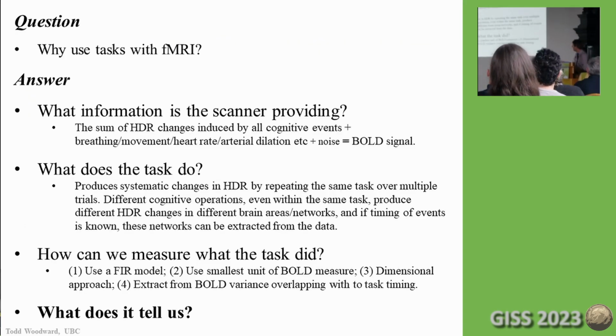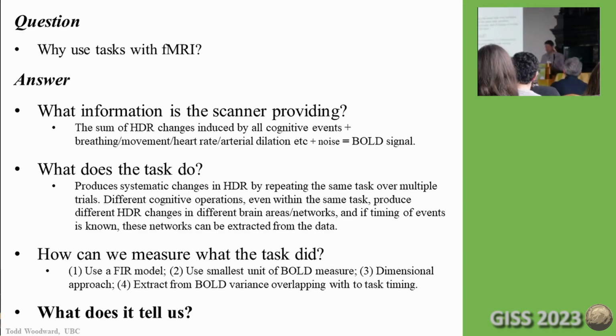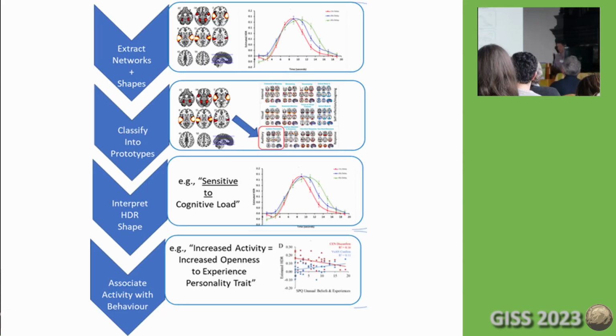So here's how we measure how the task affected the bold signal using those principles that I've been talking about. What does it tell us? That was sort of what I was talking about already, the hemodynamic response shape. So this is the whole process that we would go through, which is extract the networks and shapes. Sort of been talking about that. Then classify, and in answer to your question, I talked about how we classify the networks.